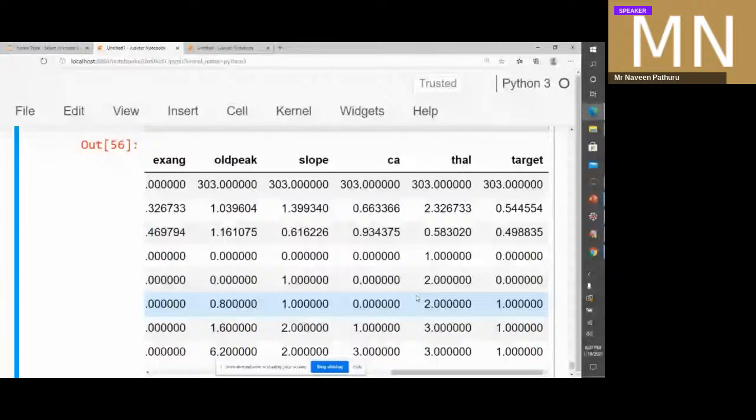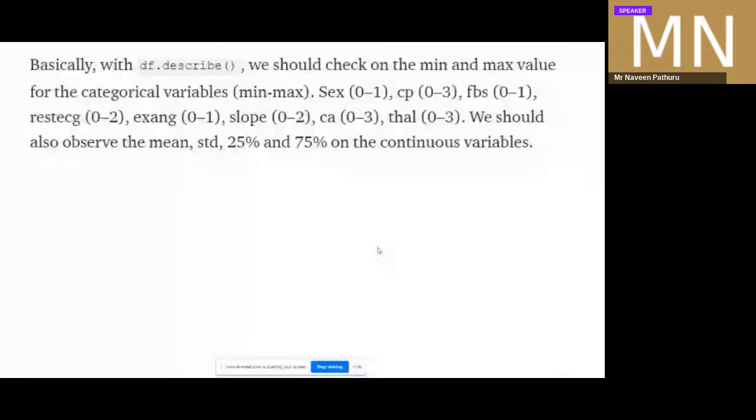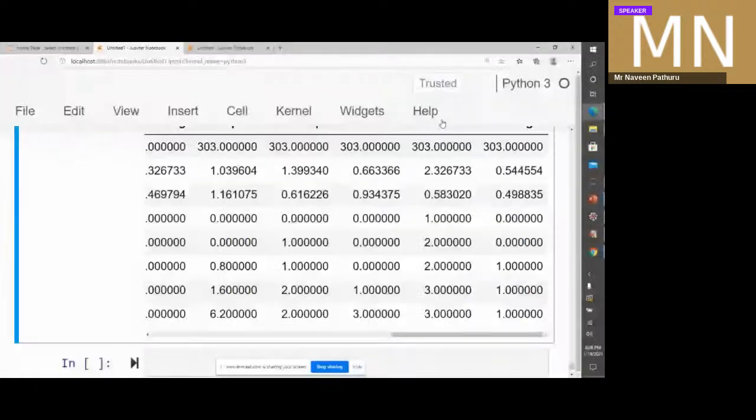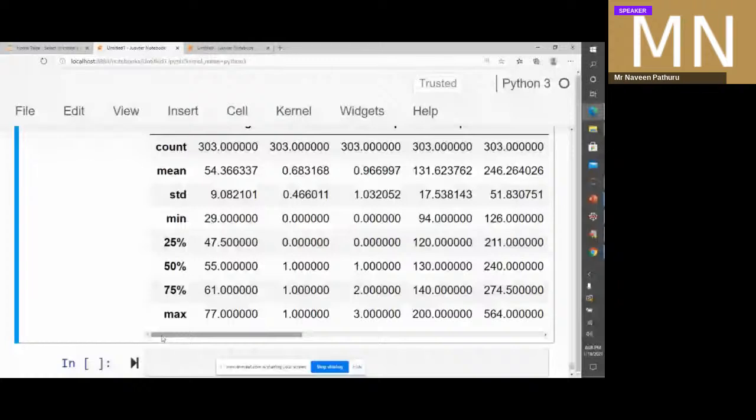So you try to ensure FBS is 0 1, ECG. The min and the max values are there, is what you try to understand. These are all for categorical values. Then you have the minimum numerical values. So let's come back here and take a look. We have patients who are anywhere from 29 years up to 77 years.